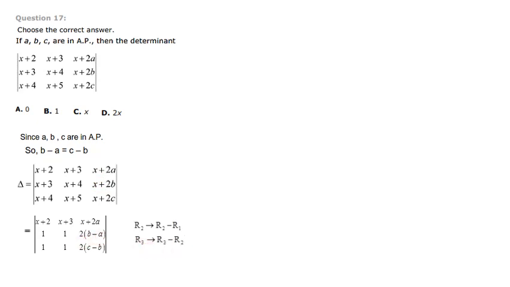R3 changes to R3 - R2, that is x+4-x-3. So x cancels, 4-3 is 1. x+5-x-4, that is x cancelled, 5-4 is 1. x+2c-x-2b, means x cancelled, 2c-2b will be there. From that, if you take 2 outside, c-b will get. 2(c-b) will get.